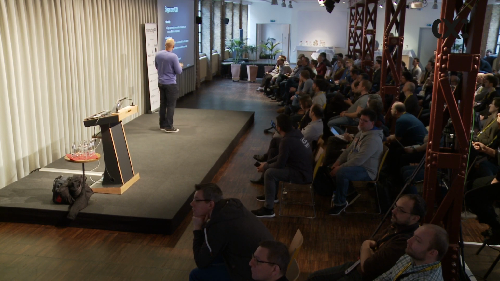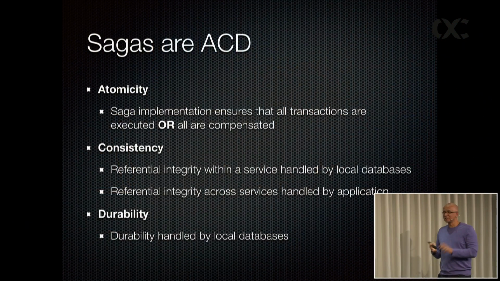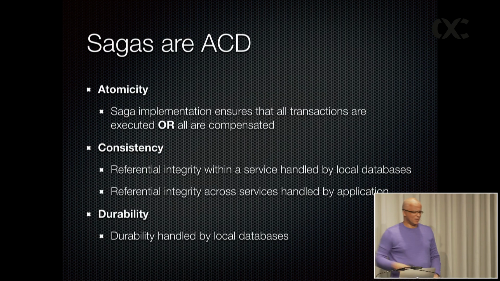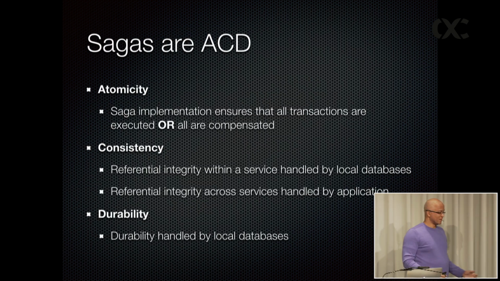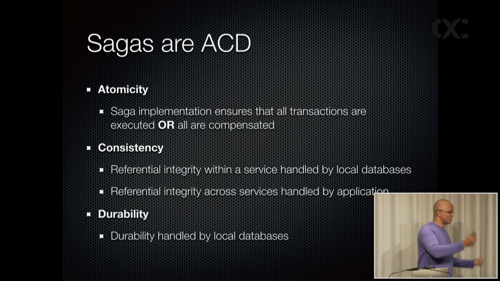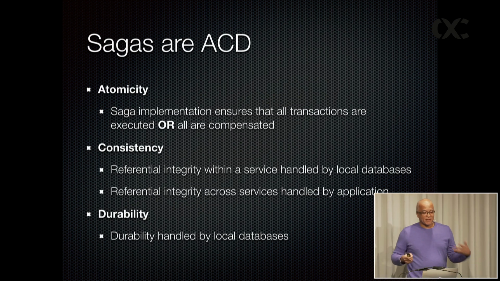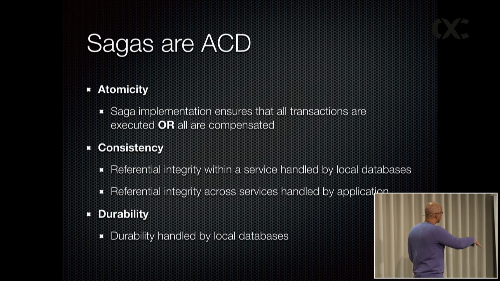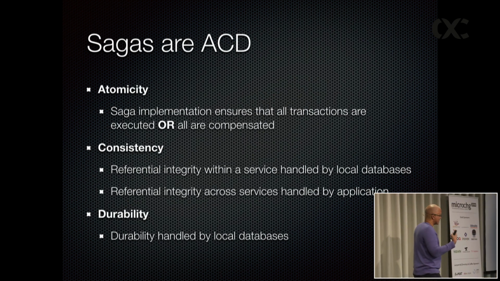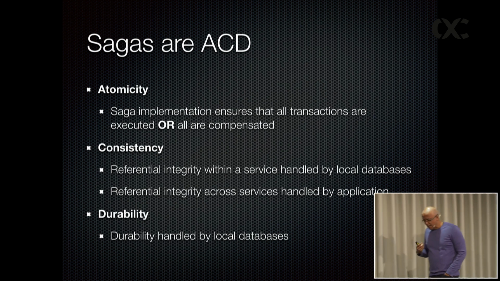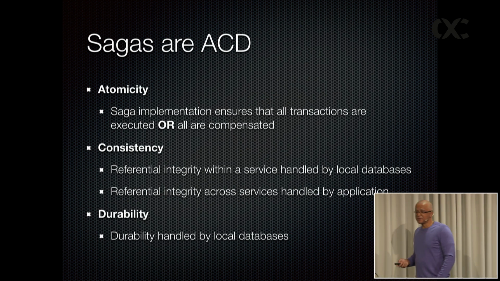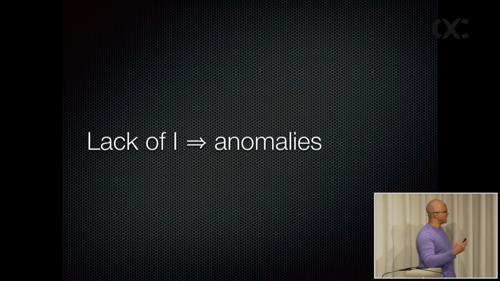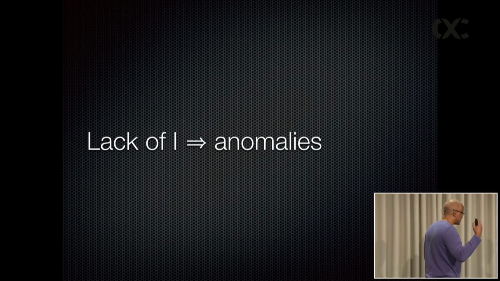In its model, sagas are actually ACD. They're atomic, because the saga mechanism guarantees that all of the transactions will be executed or the compensations will be executed. Atomicity, in this definition, is that it either all happens or it doesn't, and sagas give you that. They're also consistent, in an eventual sense. Each service is responsible for the consistency of the data that it owns, and referential integrity across services is handled by the application logic. And it's also durable: when a local transaction commits, it's durable. But there's a lack of isolation, which leads to anomalies.